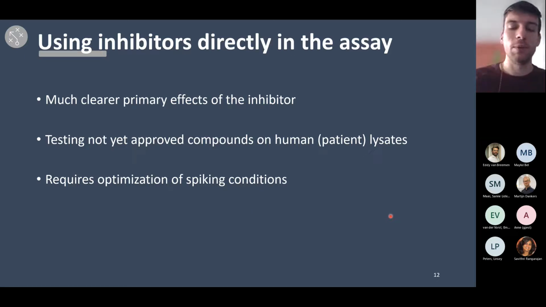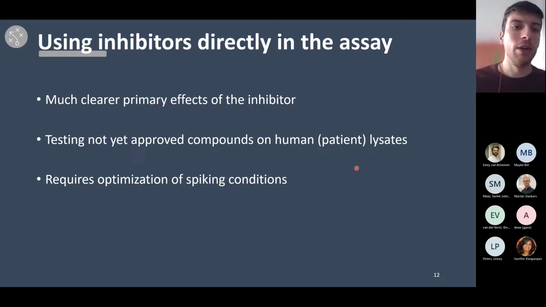You can look at really low time points as well. And you can also look at the contribution of certain off-targets, for instance. And another interesting aspect is that you can use not yet approved compounds on patient lysates, for instance. So you can imagine that if you have an unapproved compound that is a kinase inhibitor for the treatment of cancer, and you have a whole load of tumor samples from patients, that you then can immediately test them in vitro to see whether there's some sort of efficacy for your, at least on the kinome profile.